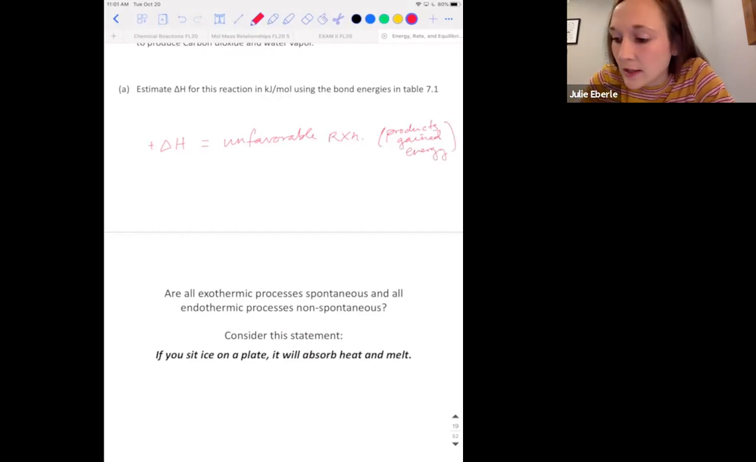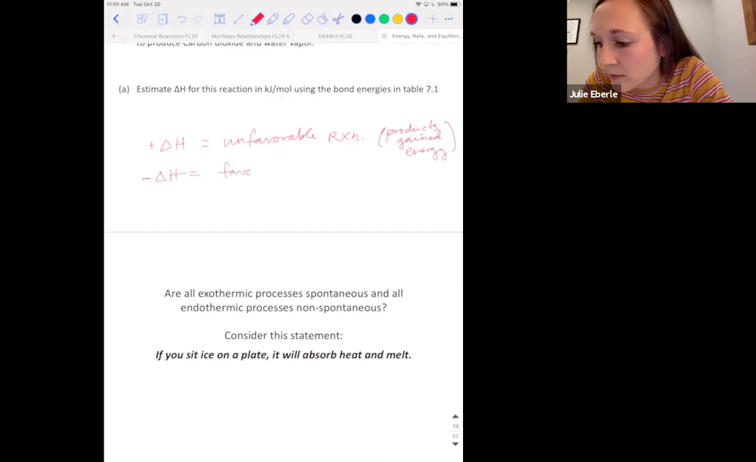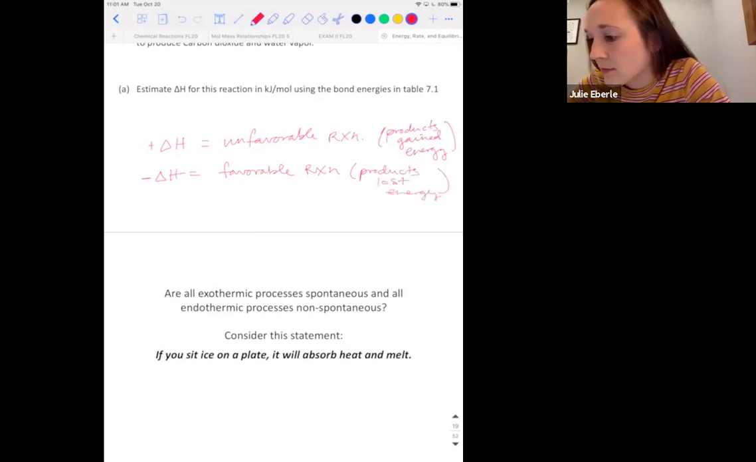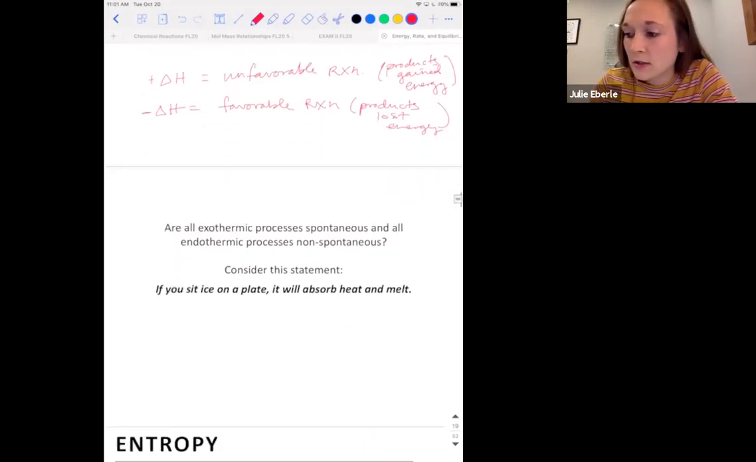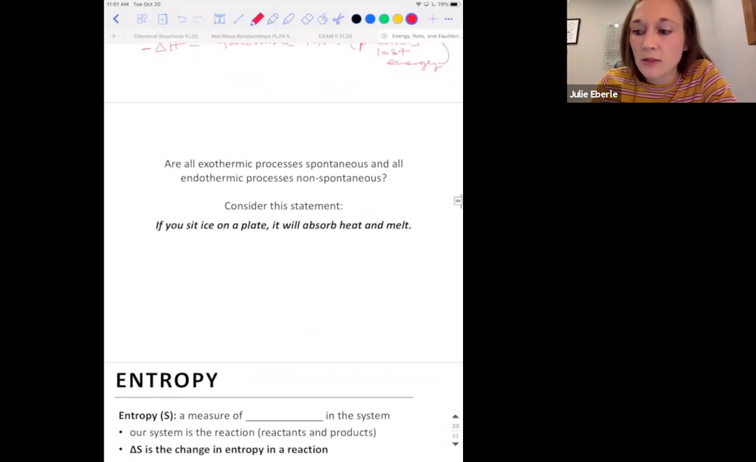They've gained energy. And to summarize overall, a negative delta H means just the opposite, that the reaction tends to be favorable. And these products have lost energy. So they are more stable. Okay, so that's the whole summary of what we've covered so far with enthalpy. But remember, that's only one piece of the puzzle. So let's transition to the next piece of the puzzle.